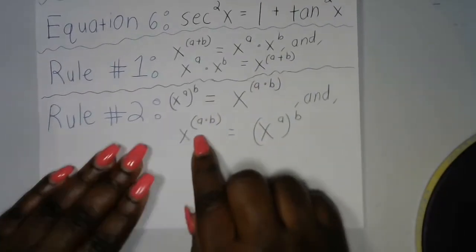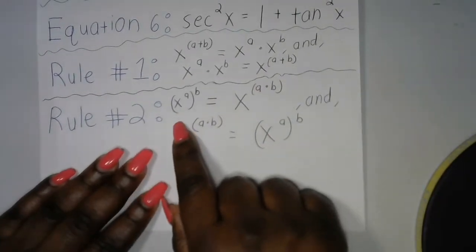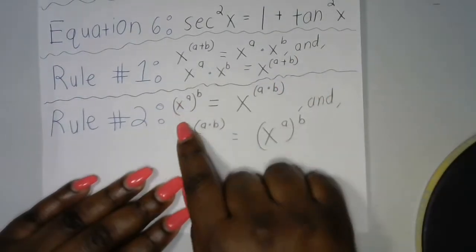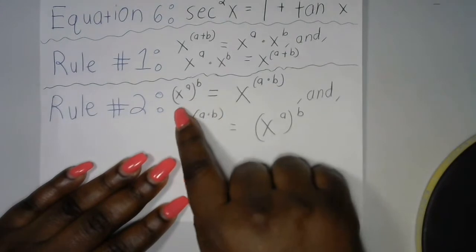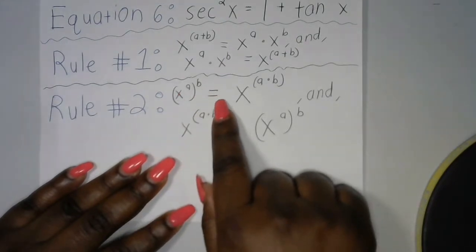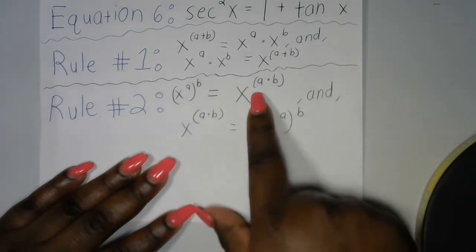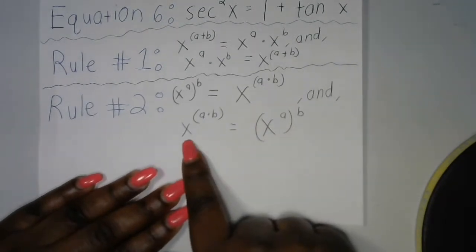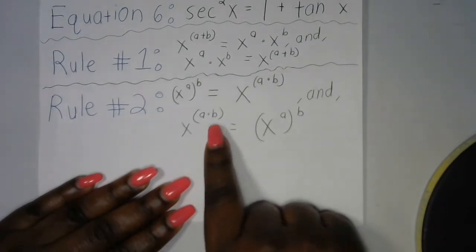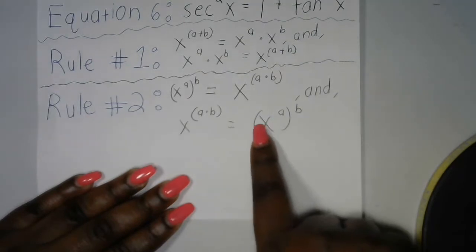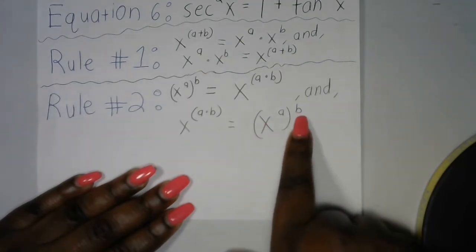Rule number 2 is also just another algebra thing. x to the power of a, and this whole term to the power of b, is equal to x to the power of a times b. And also in reverse, x to the power of a times b is equal to x to the power of a, and this whole term raised to the power of b.